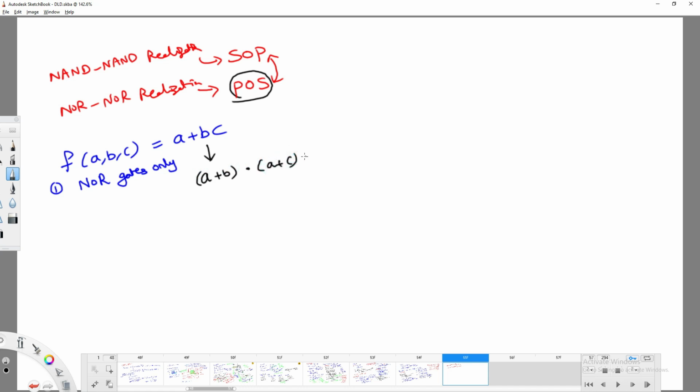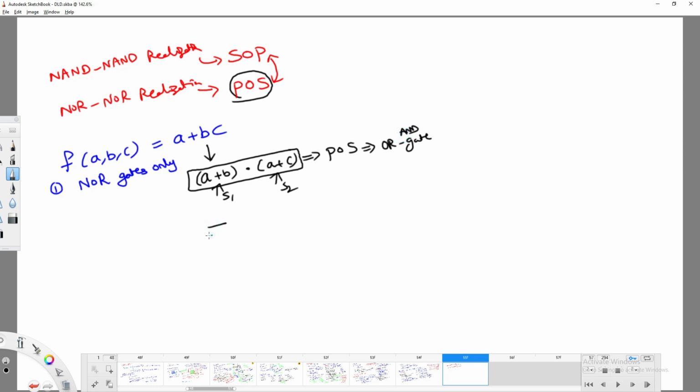Now what kind of expression does this look like? This is sum 1, this is sum 2, and their product, so it looks like the form of product of sums. As they are saying in the form of product of sums, I can easily represent it with OR gates and an AND gate representation.